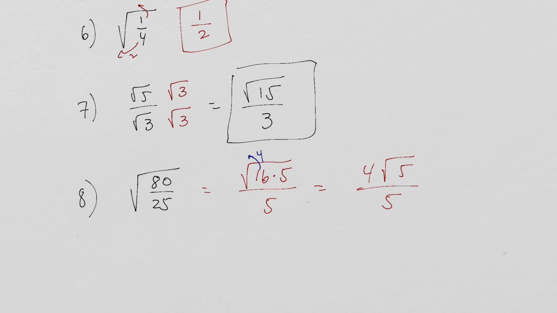All right, number 9 is 2 root 3 over root 12. There's lots of ways to do this, but what I would do first is cancel inside the radicals. So these cancel, that becomes a 1, this becomes a 4. So really what you have is 2 over the square root of 4. And the square root of 4 is 2. So this is just a 1.